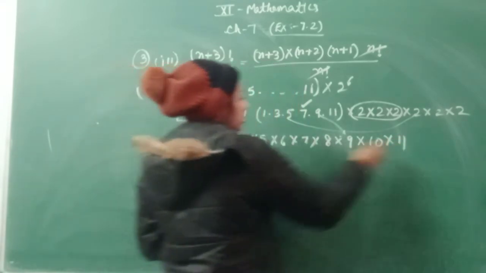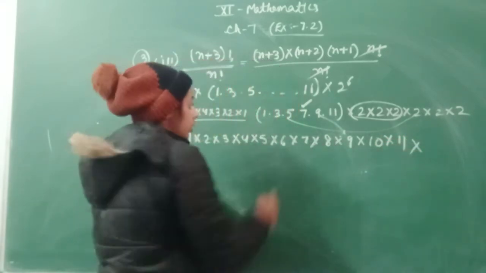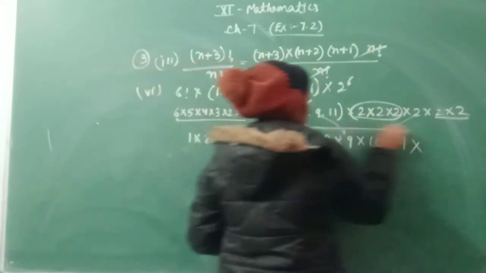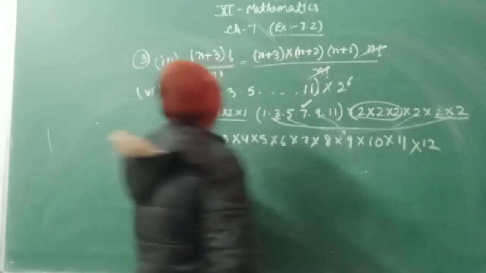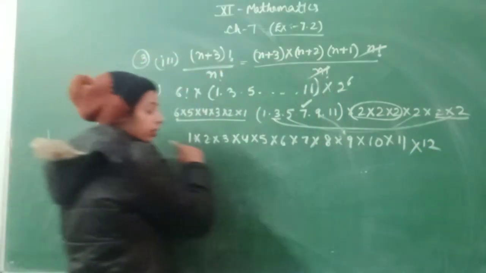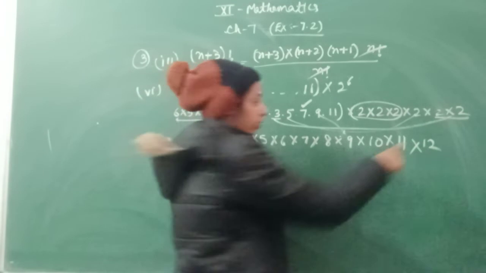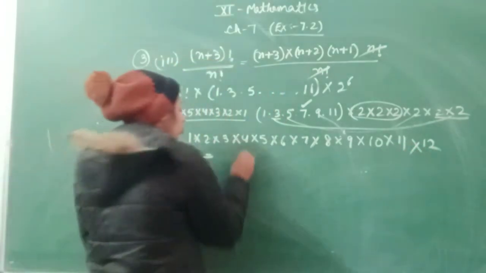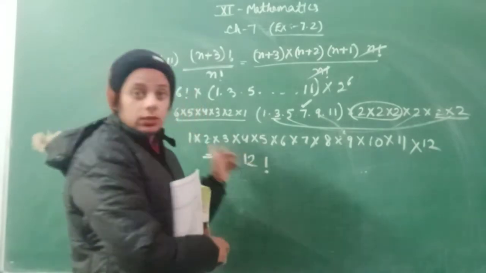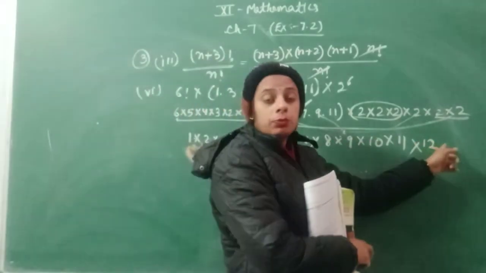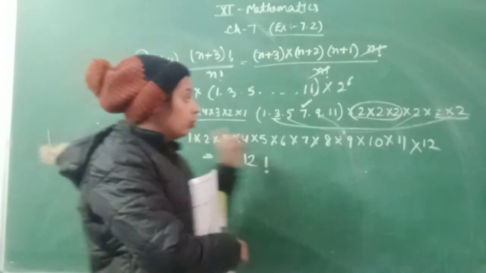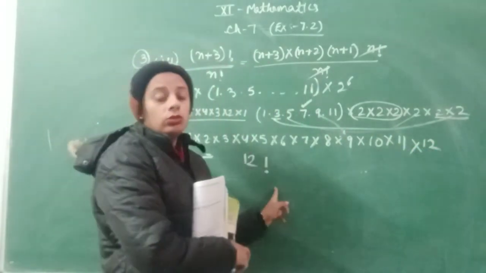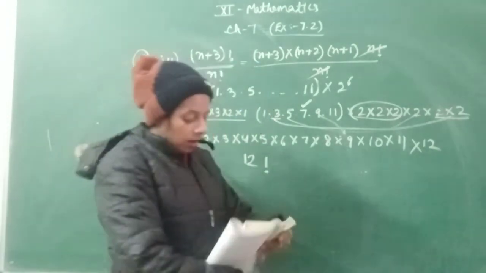Now in the continuous term, the last term should be 12. 3 4s are 12. And no term is left here. So there is a continuous series of the natural numbers up to 12. So if I want to write it in terms of a factorial, I will write 12 factorial, the largest number. If you have the series starting from 1 up to the highest number, we will use the factorial of that highest number. Clear? Come to the next question.